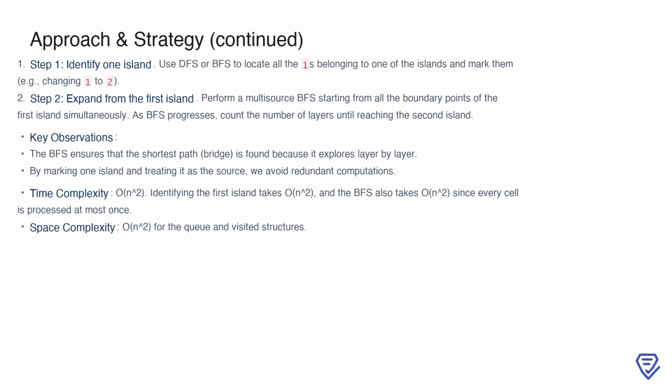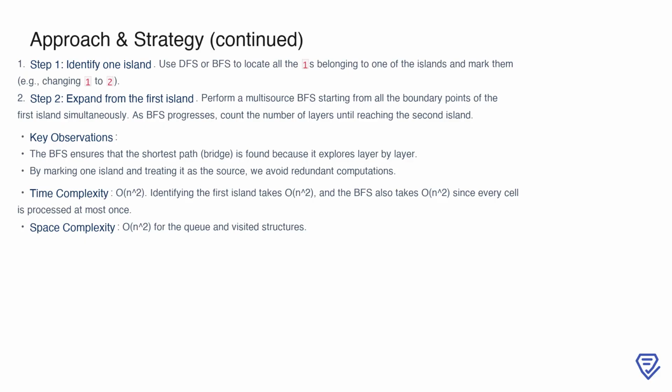Now, we turn to a more optimized method that uses BFS or DFS for island identification and multisource BFS for the shortest bridge calculation. The first step is to identify all the cells belonging to one island. This can be done using either DFS or BFS to traverse the grid and mark the cells of the first island, for instance, by changing their value from 1 to 2. Once the first island is marked, we proceed to the second step, expanding outward from the boundary of the first island using a multisource BFS.